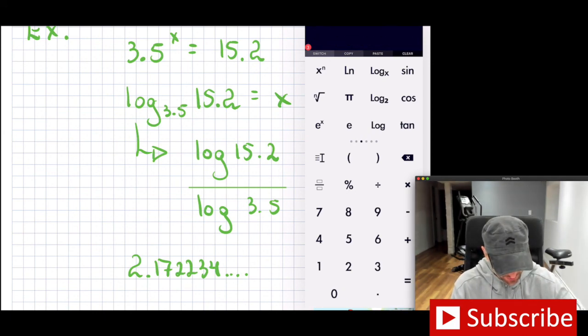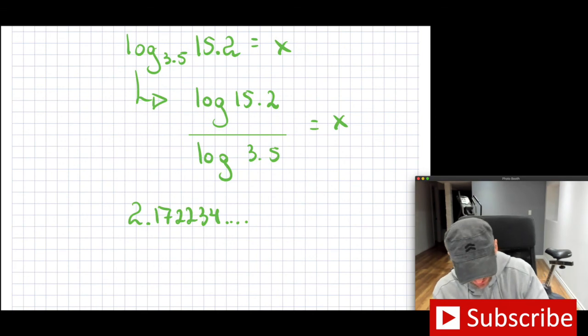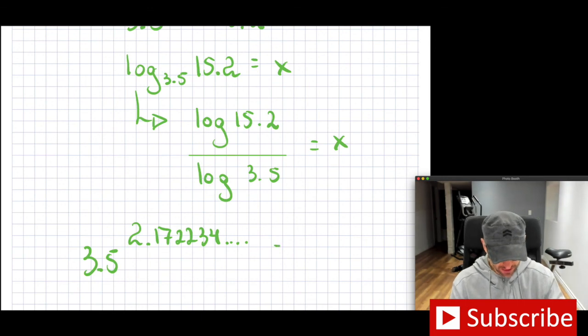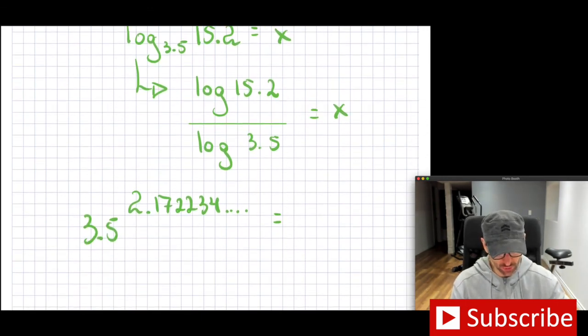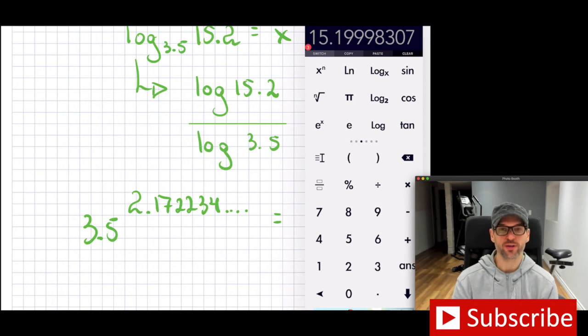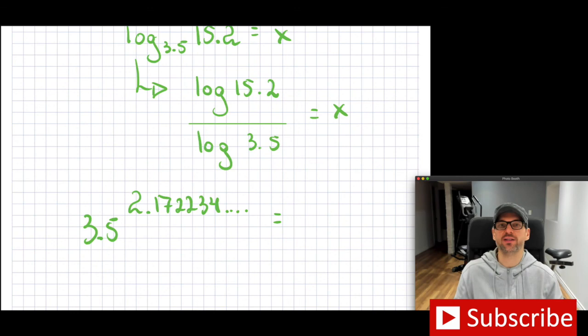All right, so let me clear that and let's check it. So that was 3.5 to this exponent, and let's see if we're going to get 15.2 back. So 3.5 to the exponent 2.172234, and I mean it continued on. And notice 15.1999, of course, because we didn't keep all the digits. So that's what you use logs for. You use them to try to find out what the exponent is.